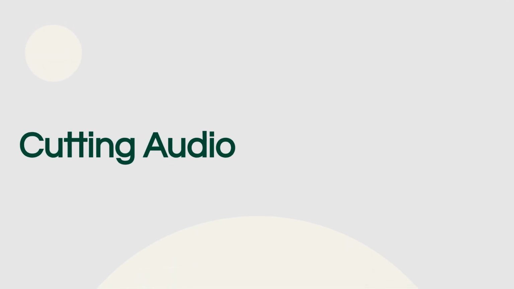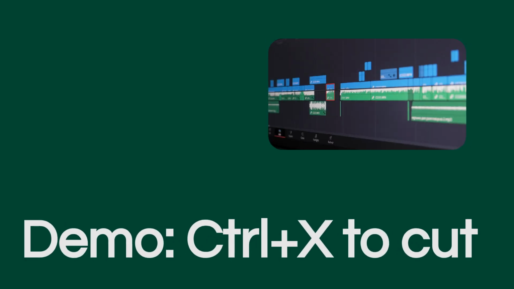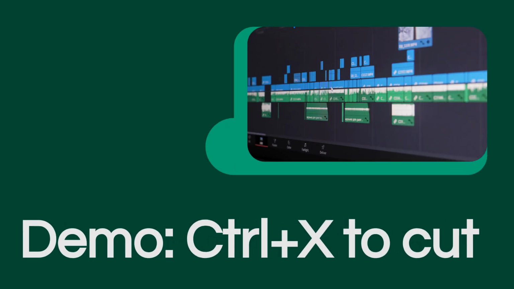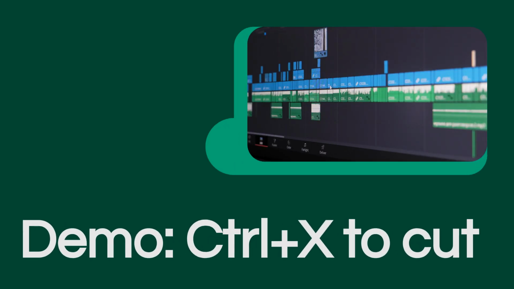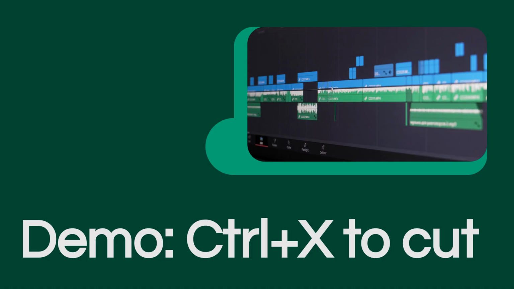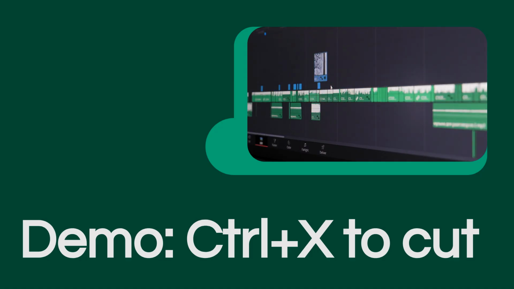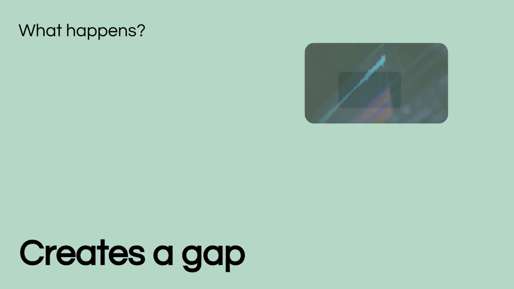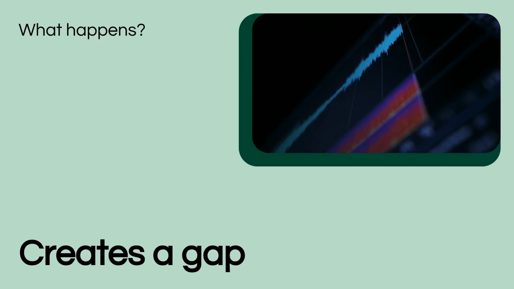Once you have your selection, the most common action is to cut out unwanted parts. To cut the selected audio, use the shortcut Ctrl+X on Windows or Command+X on Mac. This removes the audio from the track and places it on your clipboard. Remember that a standard cut leaves a gap in your audio track, shifting the later parts to the left to maintain their relative position.